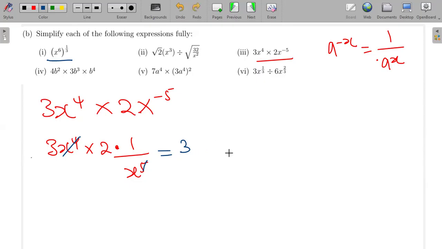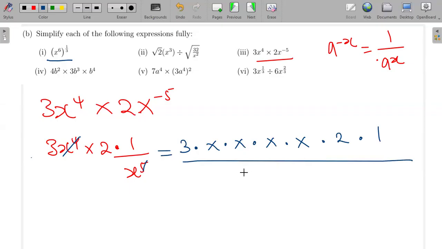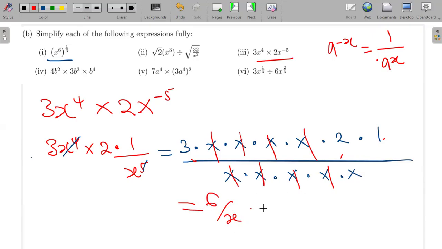But if you don't want to do it directly, you can simply say 3 times x. Let me use dots for times. 3 times x times x times x times x, and then times 2 times 1, and then we're dividing all this by x dot x dot x dot x dot x, and then you just start canceling one by one. So this one and this one goes, this one and this one, this one and this one, this one and this one. So I remain with 3 times 2 times 1, which is 6, and then here I remain with x. So it will just be 6 over what? X. Or you can write it as 6x to the power minus 1.